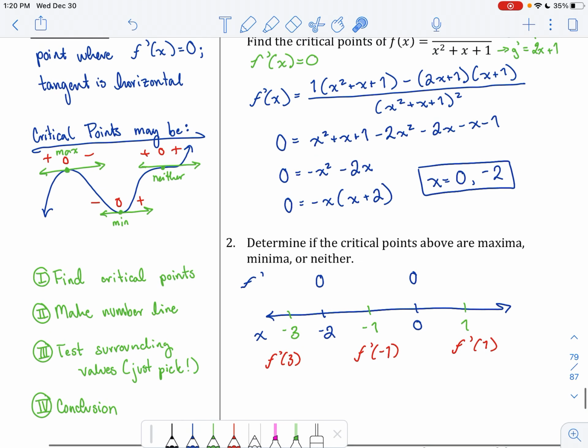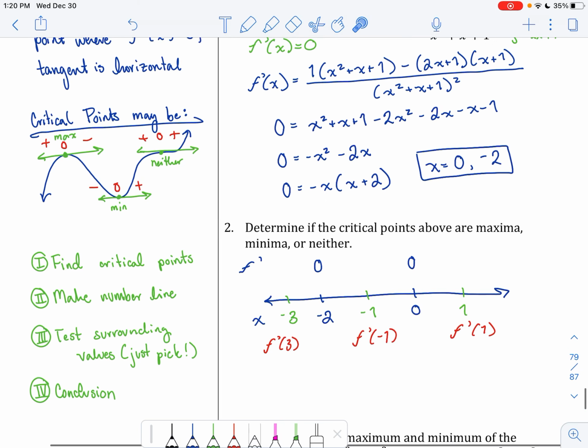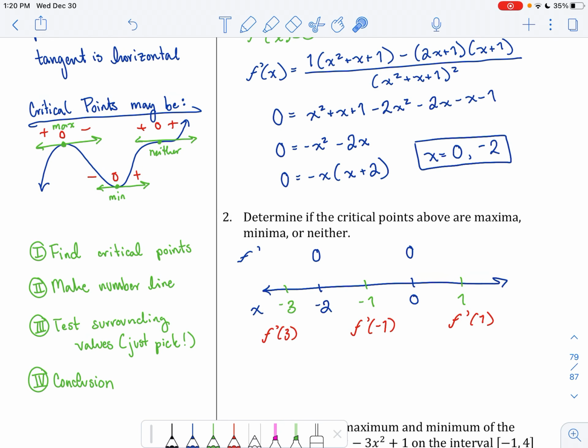So you'll go back to the derivative here, and you can plug in your points. I am going to use my calculator since this is going to be a complicated set of problems. So I get that f prime of -3 is -0.612, f prime of -1 is 1, and f prime of 1 is -0.3 repeating, -1/3. So I'm just testing those around there.